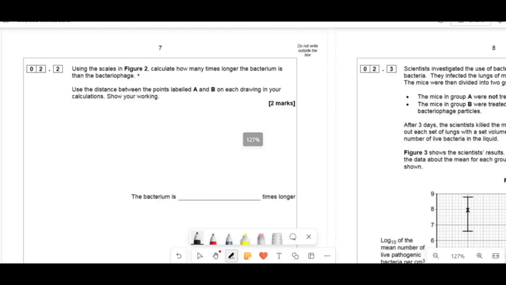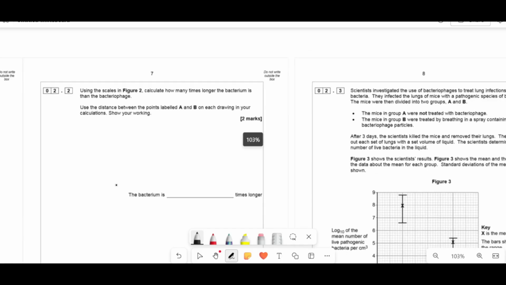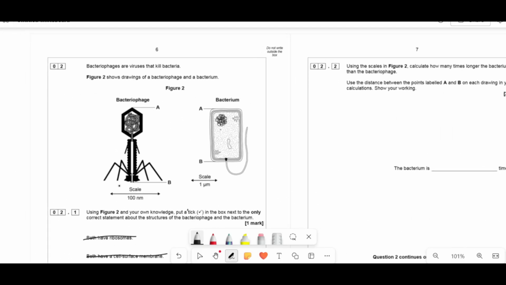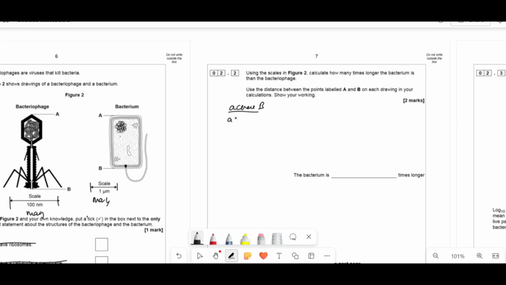There you go. So using the scales in figure 2, calculate how many times larger the bacterium is than the bacteriophage. Use the distance between the points labeled A and B in your calculations and show your working. Okay, so I can't really measure this. I've tried using the ruler, it just doesn't work. So what you need to do is work out the distance here to here in centimeters, work out the magnification, then the distance here to here in centimeters, work out the magnification here, and then work out the actual sizes using the magnifications, and then you would do actual bacterium divided by the actual phage.